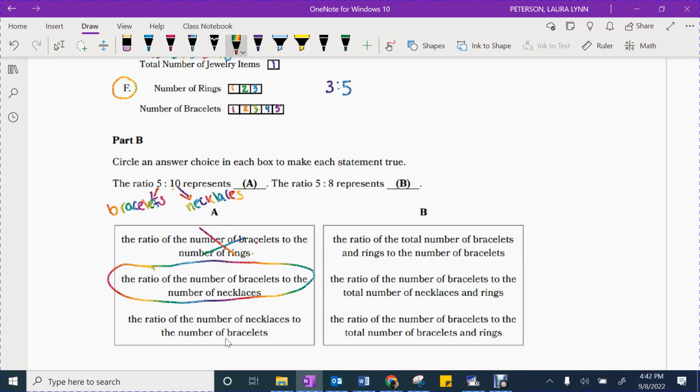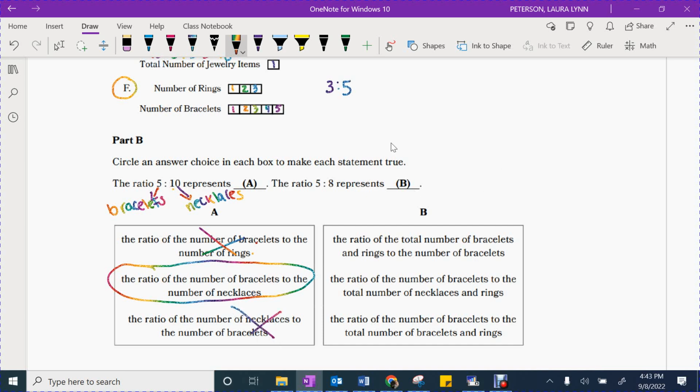But I'll be clear and make sure to rule out the third option. It says the ratio of necklaces to bracelets. Well, that's backwards because order matters in ratios. Necklaces, well, there's 10 of them to 5. So this is not the ratio we have.